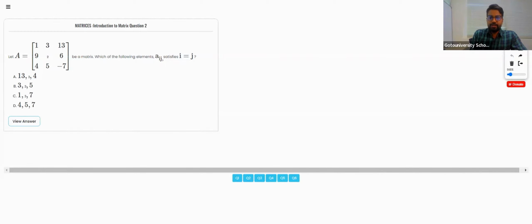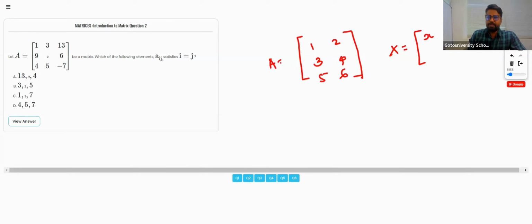Okay. As I told, a matrix is nothing but a rectangular array of numbers or functions, right? So numbers means I can have a random matrix like this: 1, 2, 3, 4, 5, 6. I can also have a matrix with functions, for example x square, x cube, x. So this is not a number, but these are all functions. So it can be just a number, it can be a function, or it can be a combination of numbers as well as functions. Okay.